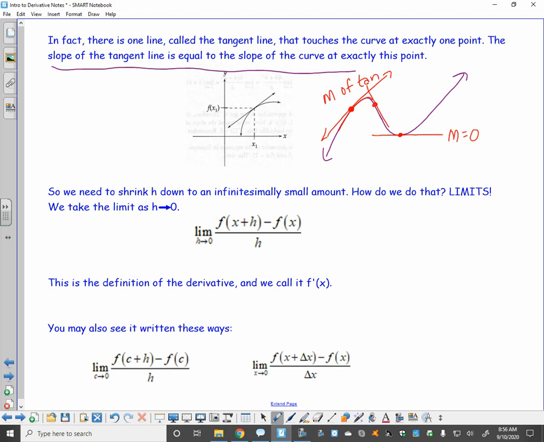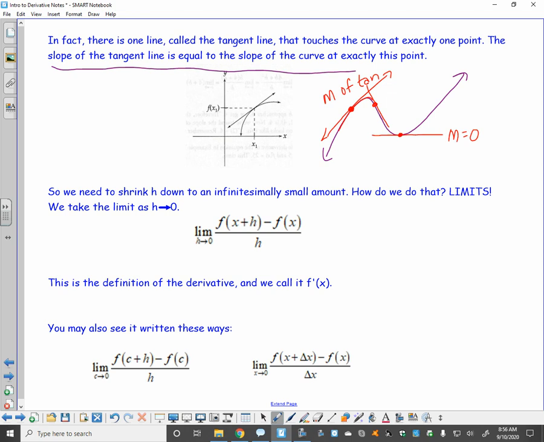All right, so I'm going to read that sentence that I underlined one more time. The slope of the tangent line is equal to the slope of the curve at that exact point. But when I change points, I got to change tangent lines, which means my slope is going to change. So an infinite number of tangent lines along a curve.